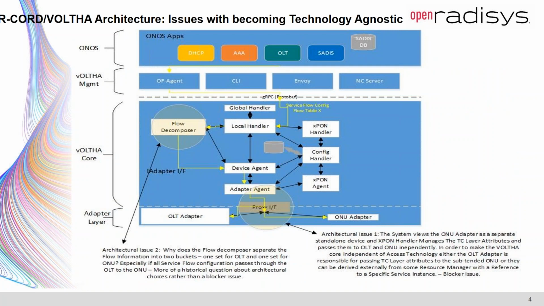This slide highlights a couple of architectural issues. I think the first architectural issue highlighted is the fact that the XPON handler is managing those TC layer attributes, and that's more the fundamental issue. The flow decomposer part is just highlighting again the managing of the OLT and ONU as separate devices, but I don't think it's a blocker for removing access technology specifics from Volta core. I was just interested in understanding the historical rationale.